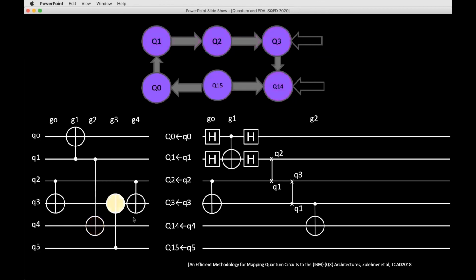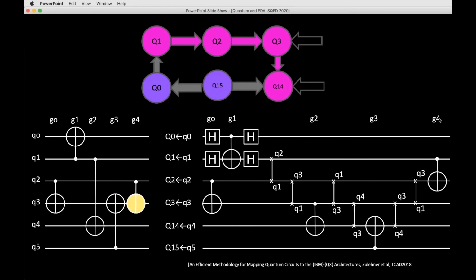Same thing here, Q5 to Q3. Need to find a path here, do a couple of swaps, place it here. And finally, we need to execute the last gate here between Q2 and Q3. Need to swap a few times back till we get Q3 close to Q2. And then we can do the final operation here, and our computation is done.